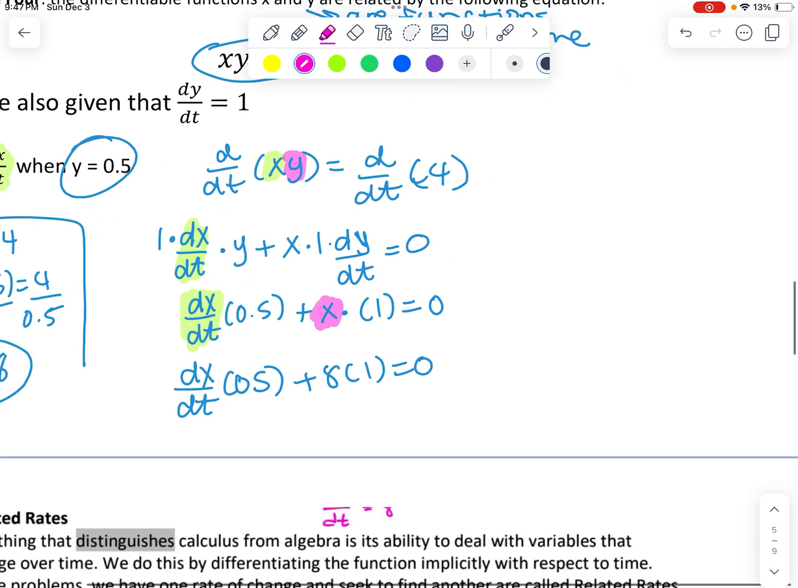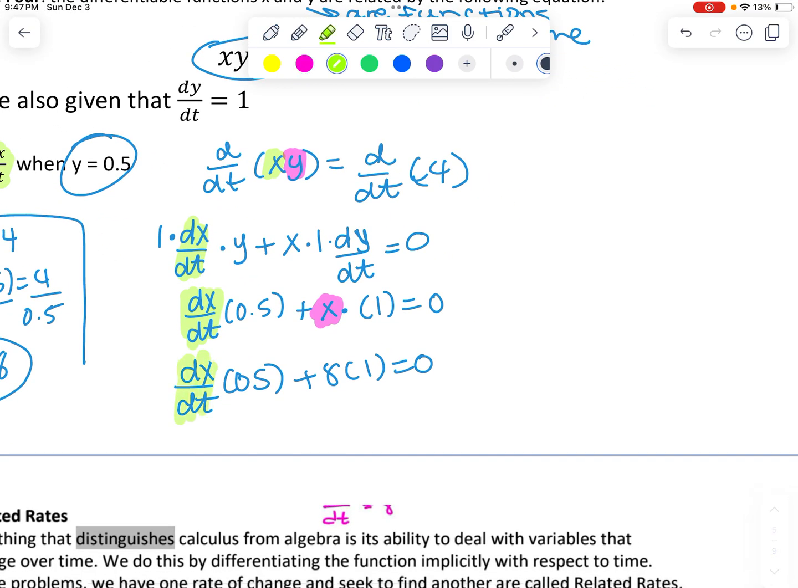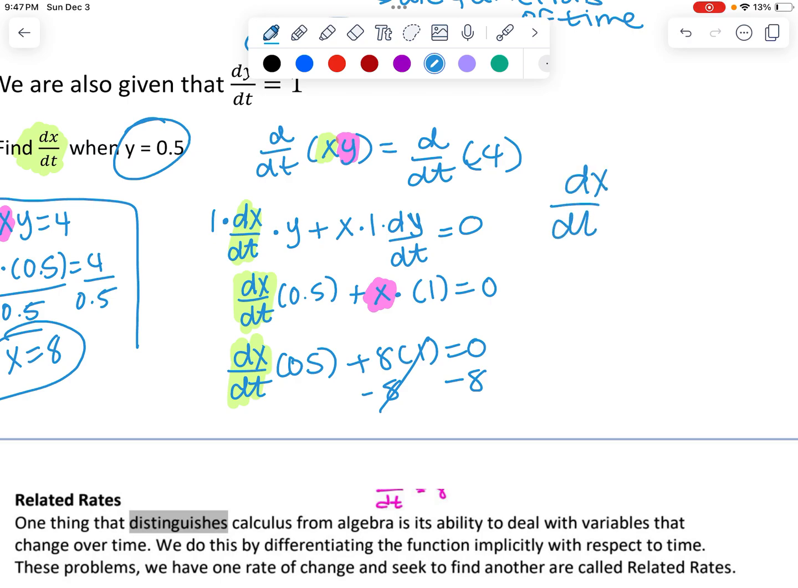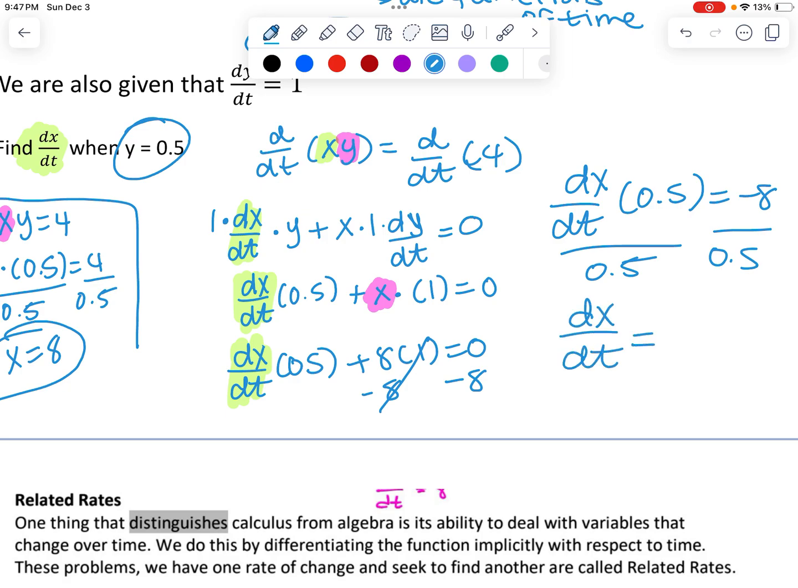And now I can just solve for dx/dt, thinking about it as if it was just a variable. 8 times 1 is 8, so I'm going to subtract 8 on both sides. I'll get dx/dt times 0.5 equaling negative 8. I'll divide by 0.5 on both sides, and I'll get the change of x with respect to time is negative 16. So that is our first set of problems.